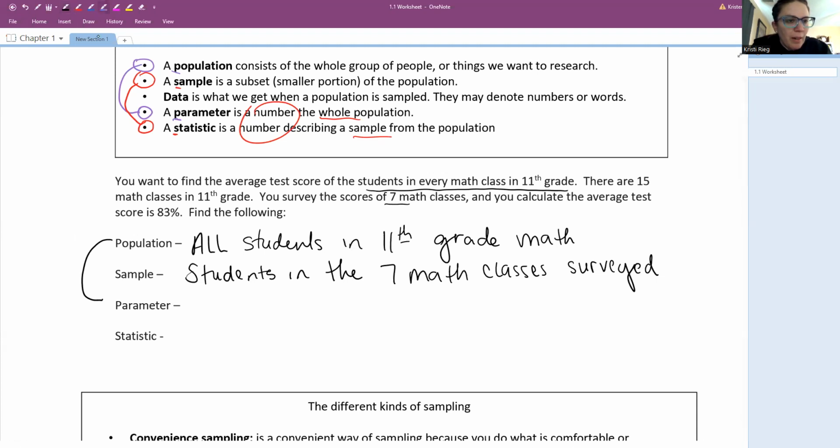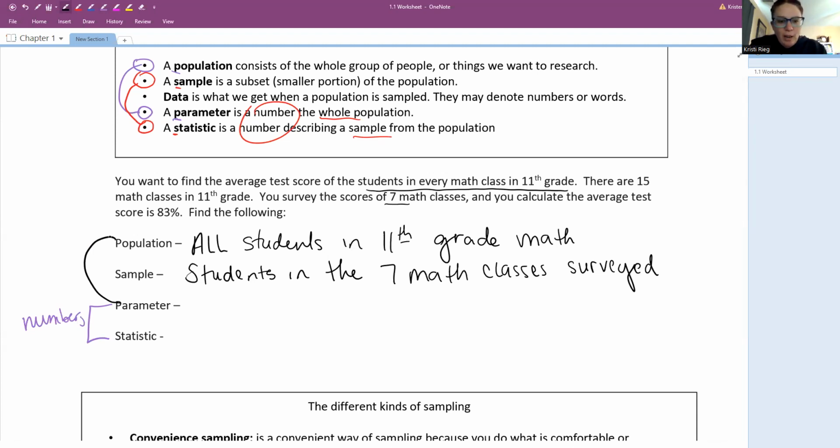Okay, so then the parameter is going to go with the population. These two right here, parameter and statistic, are both numbers about whatever they go with. So parameter is a number about the population, and statistic is a number about the sample. Okay, so we are doing parameter, which goes with population. And so what number describes, or are we looking for about all the students?